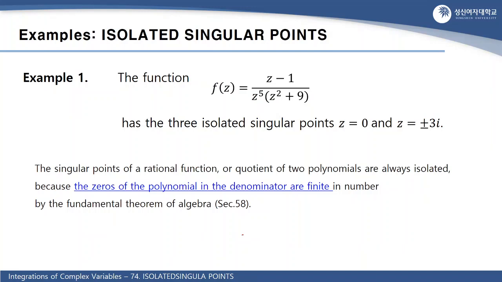Next, go to the example to know intuitively what is the isolated singular point. The first example, we have the function f of z, which is equal to z negative 1 divided by z to the 5 times z squared plus 9.